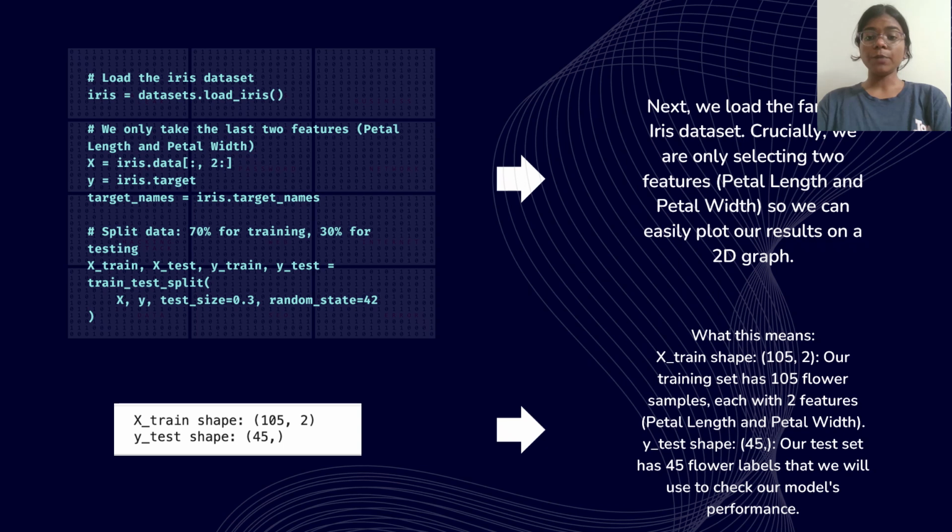Next, we load and prepare our data while using the famous IRIS dataset. Crucially, you will see we are only selecting two features, petal length and petal width. We are doing this only so that we can easily plot our results in a 2D graph later. We then split our data into a training set and a testing set, with 70% used for training and 30% for testing. This is standard practice to ensure we can test the model on data it has never seen before.